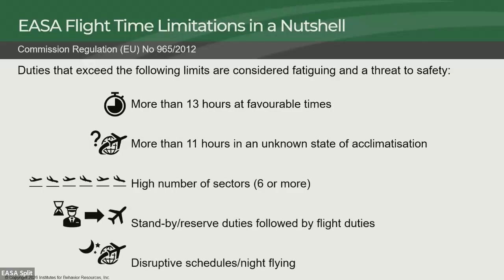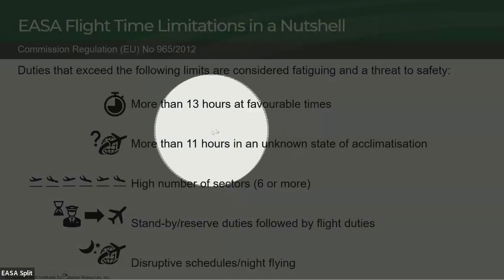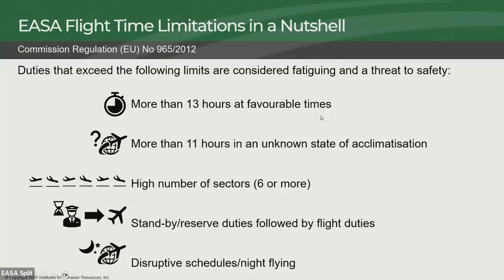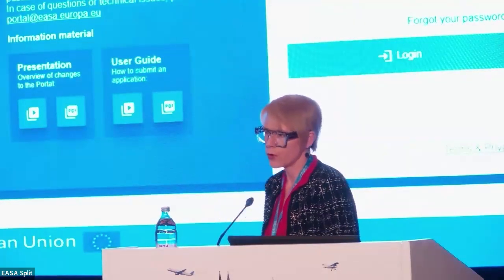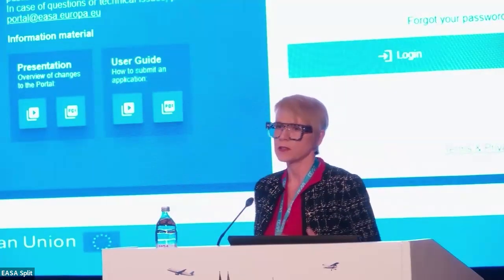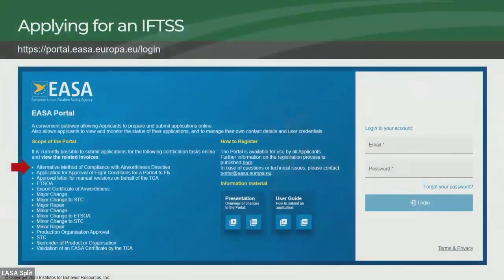Okay? Here are the EASA flight time limitations in a nutshell. So if you wanted to conduct some operations that either exceed 13 hours, more than 11 hours with your crew in a state of unknown acclimatization or jet lagged, if you want to perform a high number of sectors, having standby or reserve duties followed by flight duties or disruptive schedules, there are limitations that you need to be aware of. And it doesn't mean that you can't do it, but you need to ask for special permission on how to do it. And that is very easy to do through the EASA portal. You'll notice the first bullet point on that list of things that you can do is apply for an AMOC. And I also like that the EASA portal has user guides and presentations to help walk you through this process, and that can be done all online.